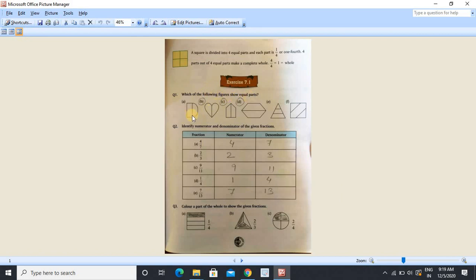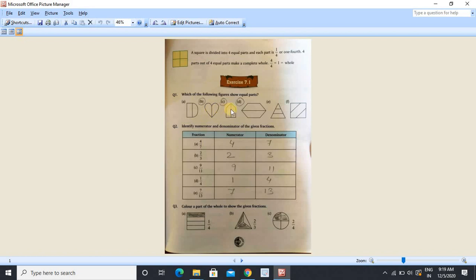As you can see here, there are 6 figures. Out of 6, which figures show equal parts? First of all, let us see question A. It is not divided into 2 equal parts. Now B: as you can see clearly, this figure is divided into 2 equal parts.